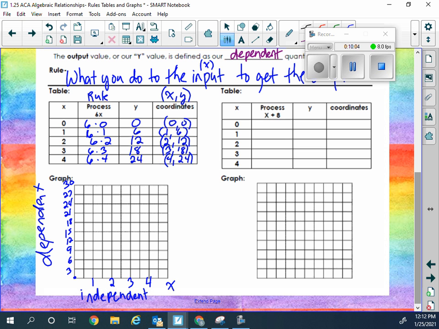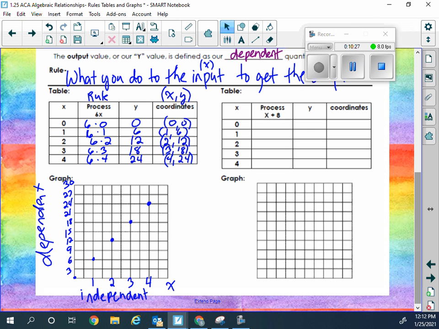Okay? So now let's just put all of these coordinates on here. 0, 0, 1, 6, and so on. Just keep going. Okay.